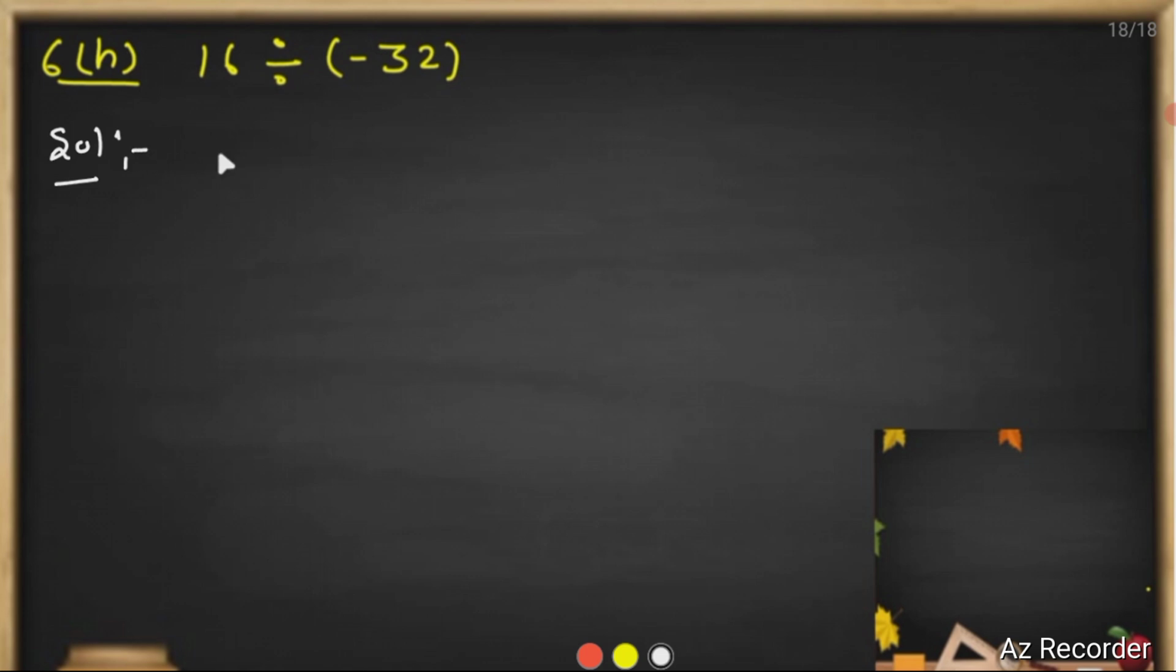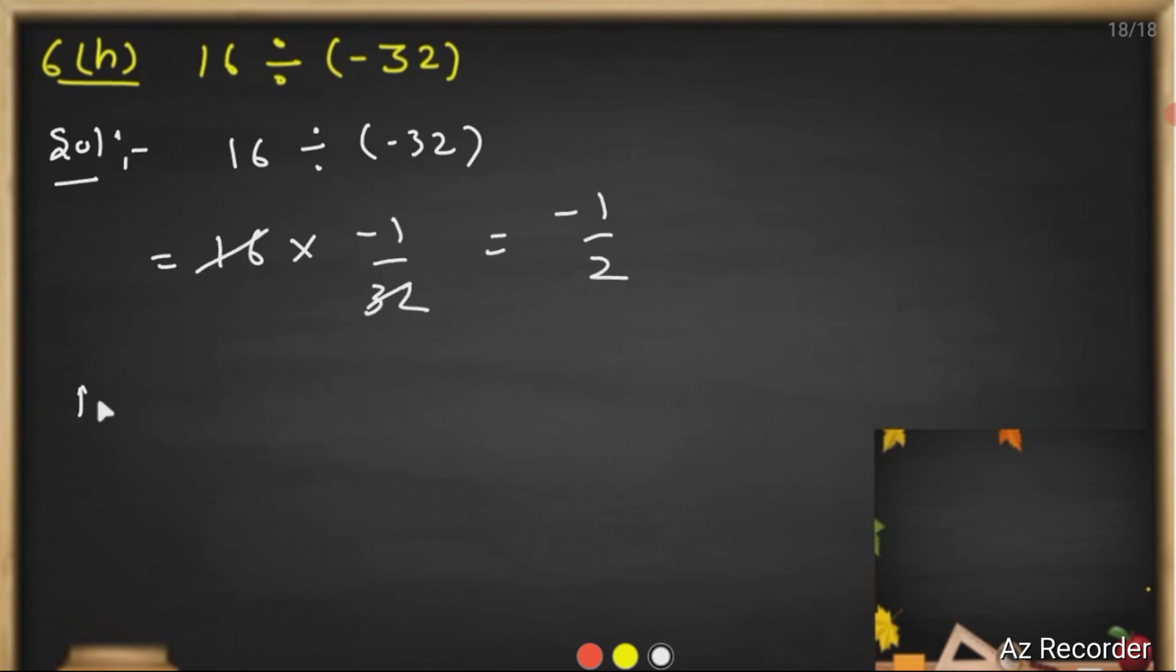So the last question is 16 divided by negative 32. So you can now write down 16 multiplied by negative 1 upon 32. 16 cuts 2 times. So we have negative 1 by 2. Now we can write down the multiplicative inverse of negative 1 by 2. That will be negative 2, which is the answer.